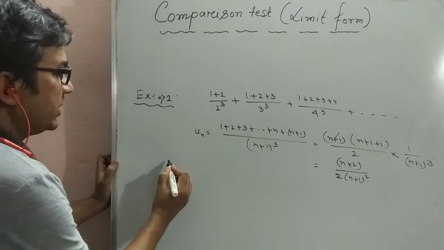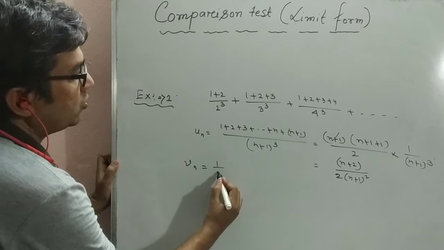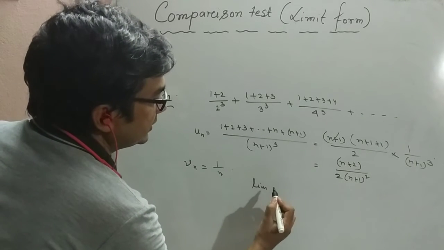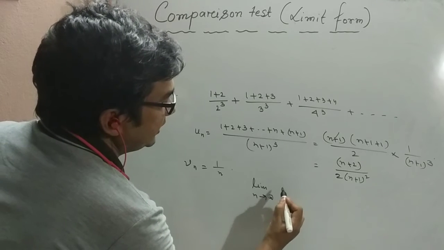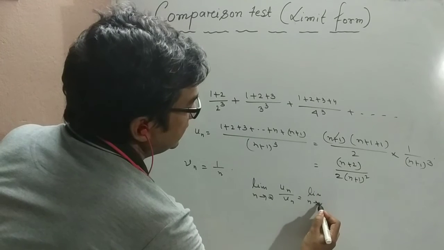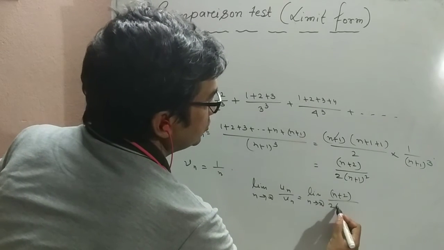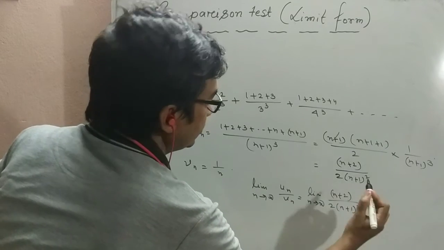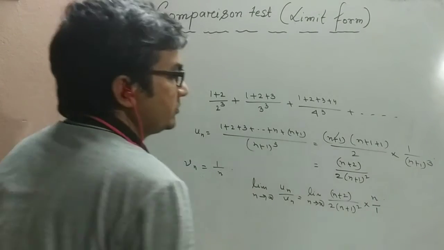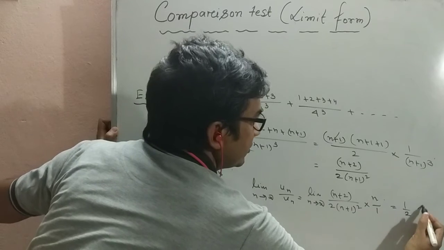Now if we consider vn equal to 1 by n, then limit n tends to infinity un by vn equal to limit n tends to infinity n plus 1 by 2 n squared into n by 1, and this limit obviously gives half, finite.